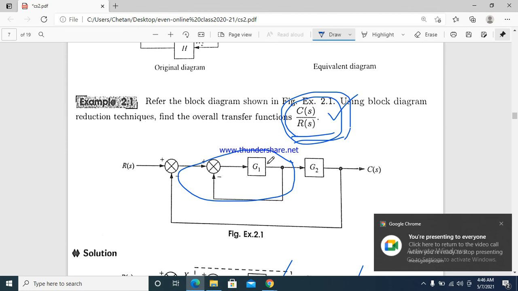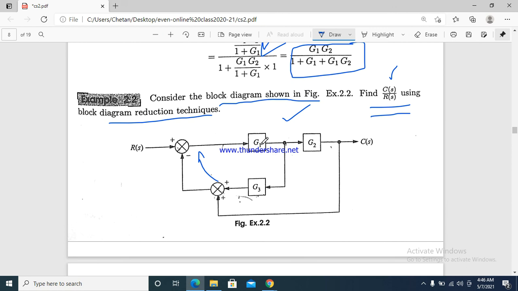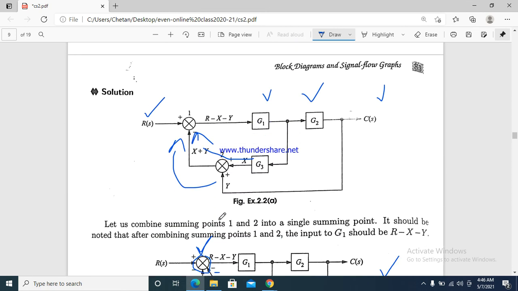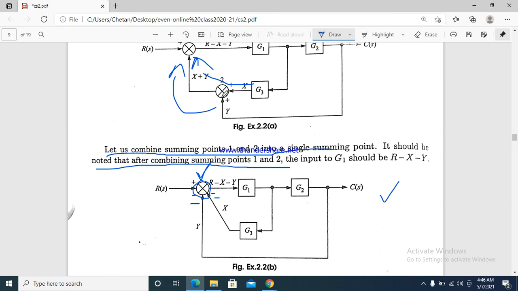Next, here now you can shift this summing element here. Then you should take care. Let us combine the summing point 1 and 2 into a single summing point. It should be noted that after combining summing point 1 and 2, input to G1 should be R minus X minus. Here you can observe, we have shifted the summing point here like this. Now it is plus and minus. If it is multiplied by the minus sign which is present here, then we will get an expression like this.